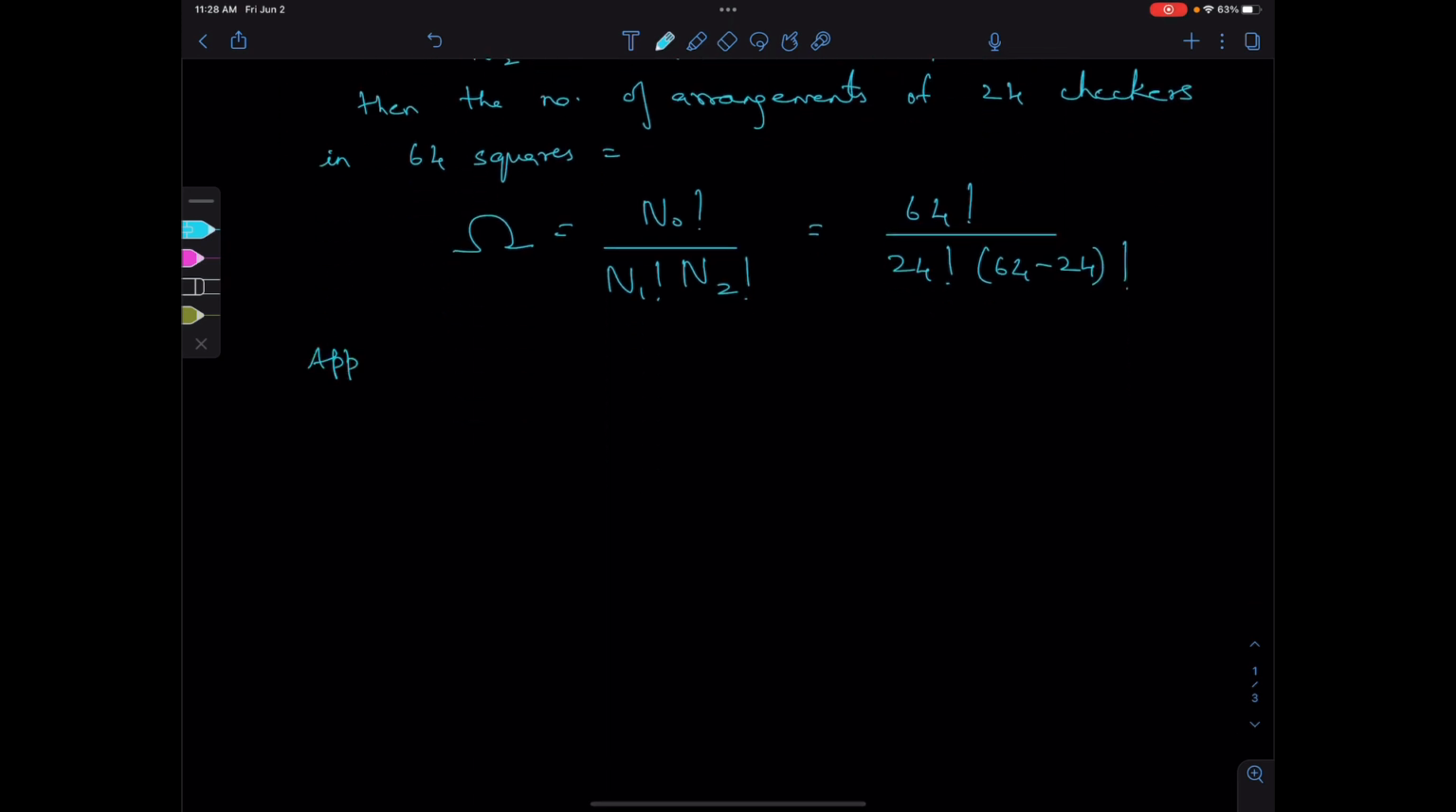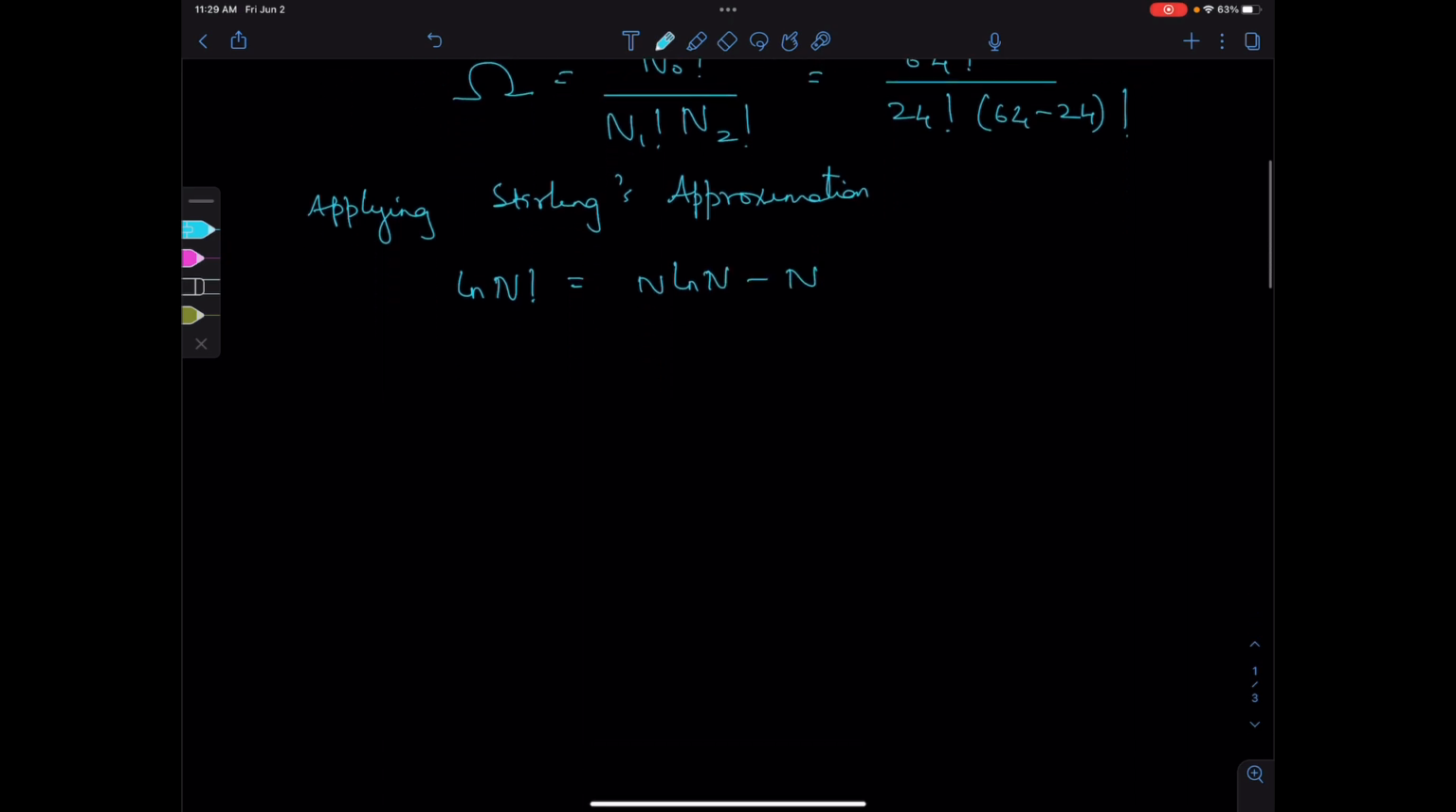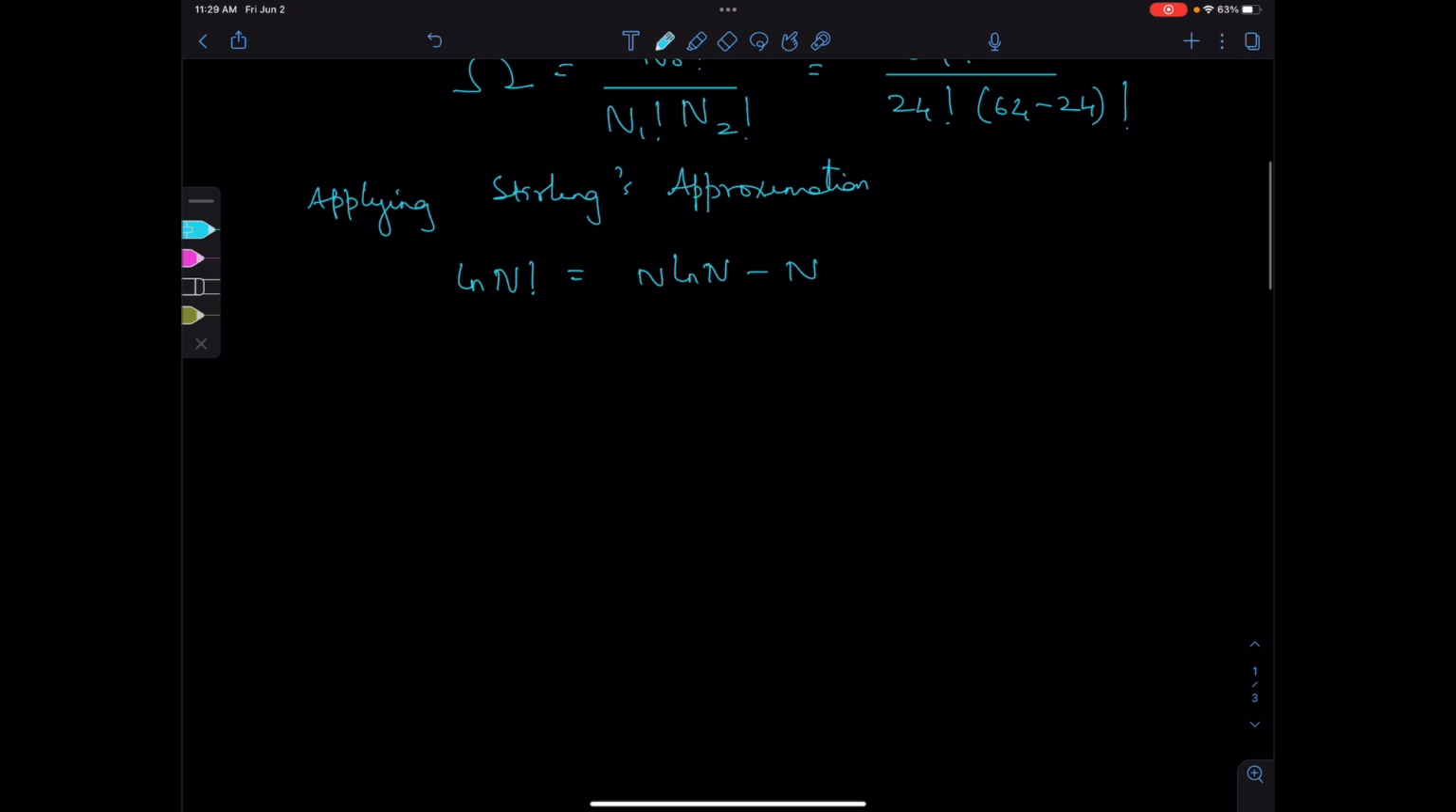Applying Stirling's approximation, ln n factorial is equal to n ln n minus n. Entropy of mixing will be k, the Boltzmann constant, times (n1 plus n2) ln of (n1 plus n2) minus n1 ln n1 minus n2 ln n2.